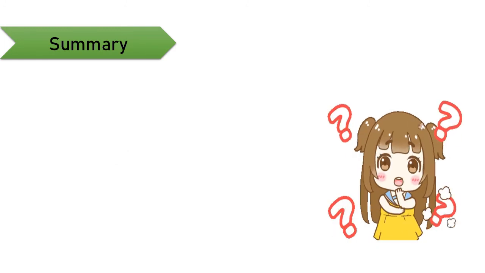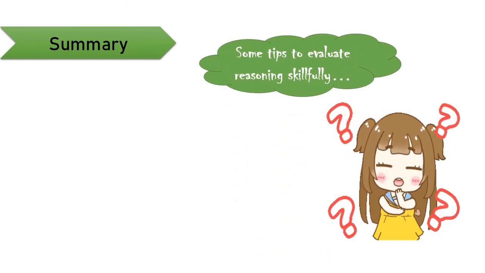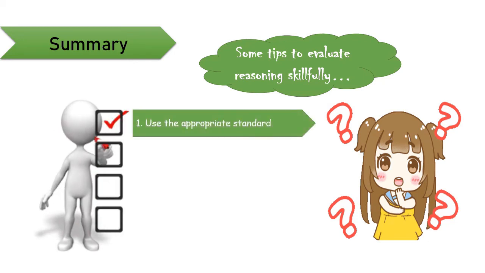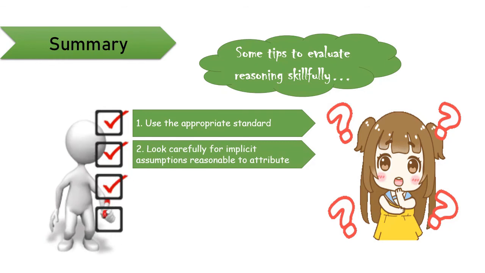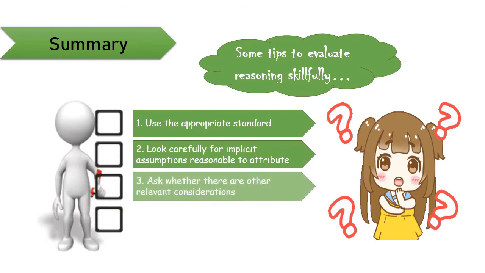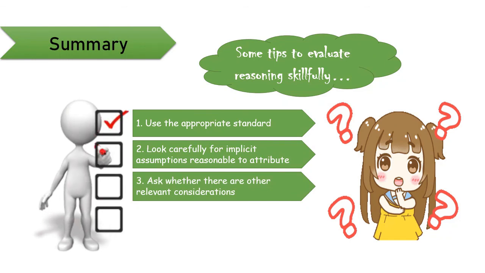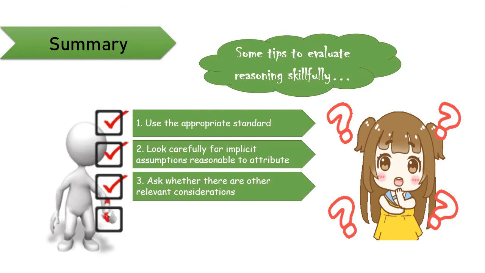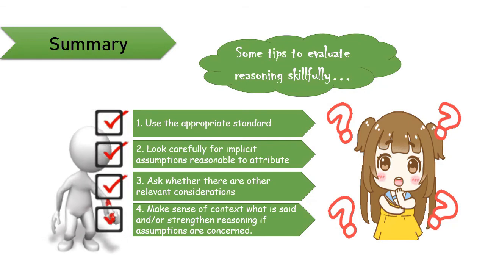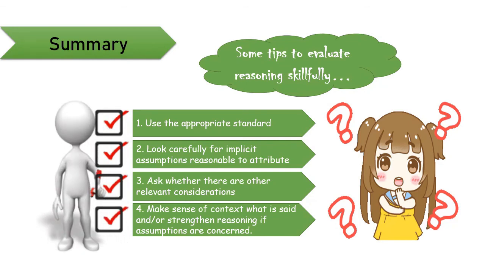And finally, here are some tips to evaluate reasoning skillfully. One is use the appropriate standard, second, look carefully for implicit assumptions that it is reasonable to attribute, third is answer whether there are other relevant considerations, and finally make sense of the context. What threatens or strengthens reasons if assumptions are concerned.